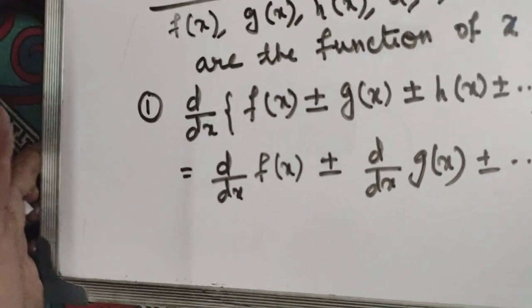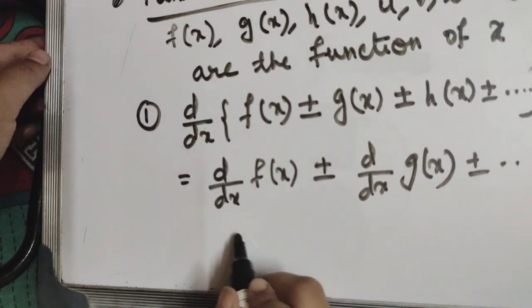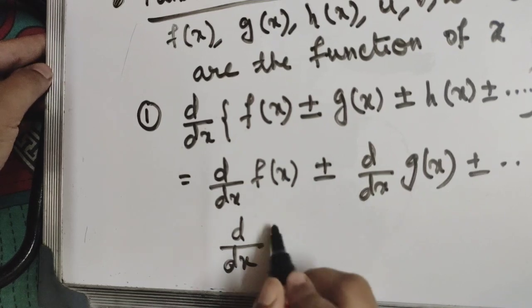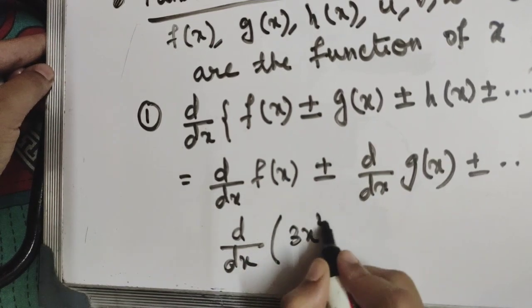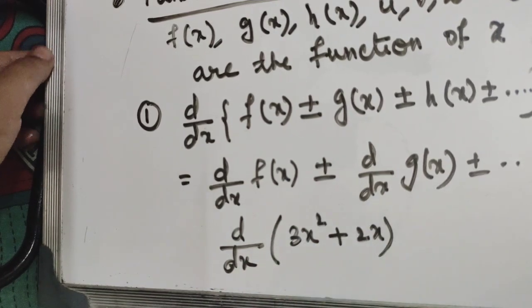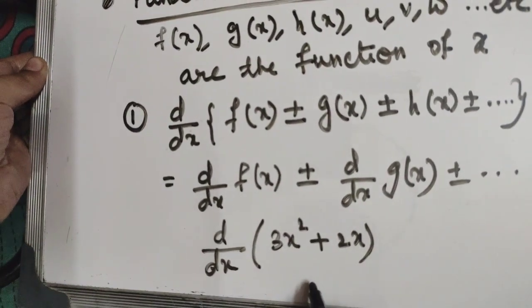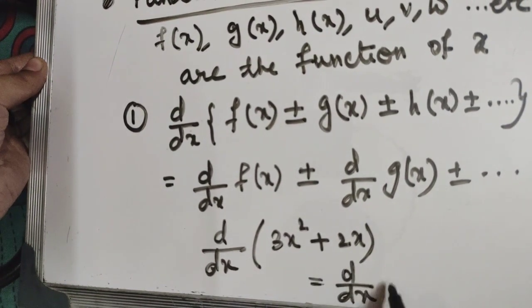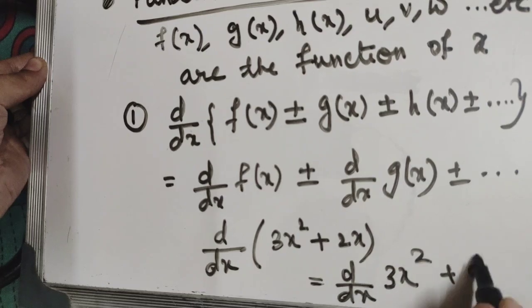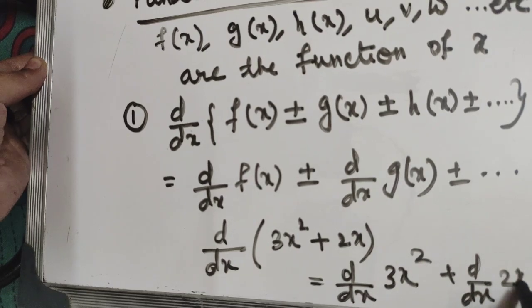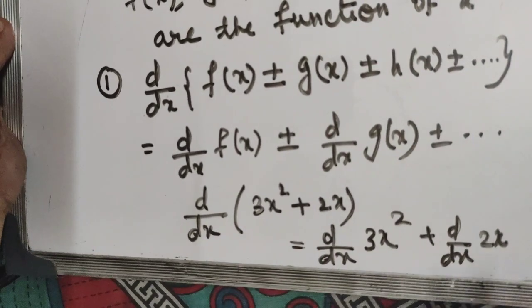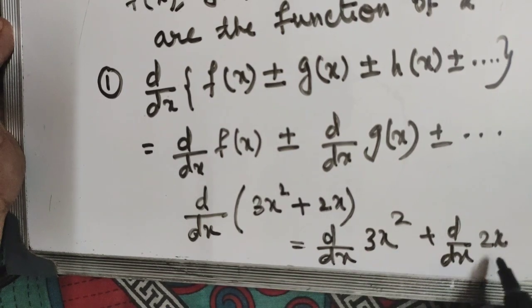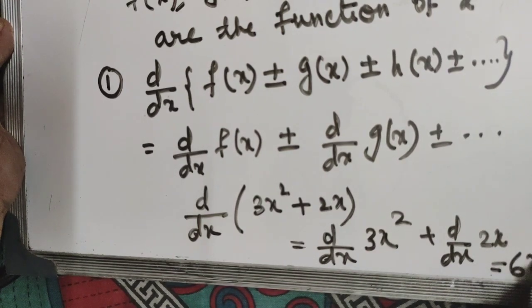So for example, d/dx of 3x square plus 2x. Now how can we solve it? That is d/dx of 3x square plus d/dx of 2x. And what is d/dx of 3x square? That is 6x.